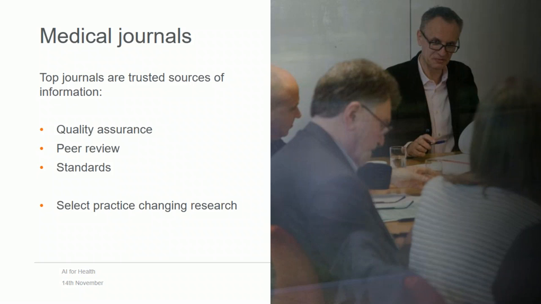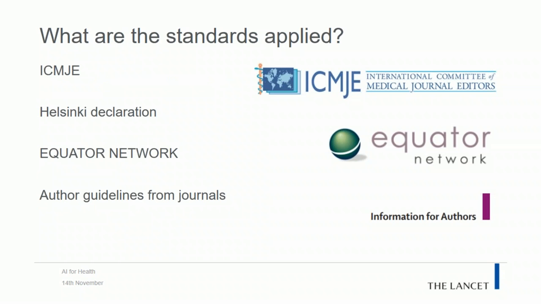The other thing that we do, as a trusted source of information, is around quality assurance, peer review, and applying standards. So we send things for external peer review, we do statistical review, we have modelers, we have economics reviewers. We don't have a lot of AI reviewers. We haven't ventured into that space very much. And that is one of the ideas of me being here to talk to you and understand how we match up. And also we apply these standards. So I want to tell you about the standards that we currently apply to medical research. We have a number of different ones.